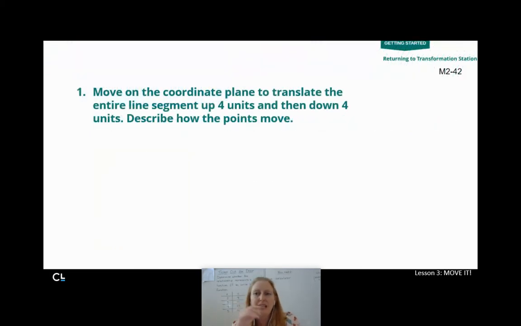And here's what I would like you to do with this lovely line segment. I would like you to take that line segment and move on the coordinate plane to translate the entire segment up 4 units. And then I want you to take that entire segment and translate it down 4 units. And I want you to describe to me how the points move. Go ahead and hit pause. Move your segment up 4, move your segment down 4. What happened? Work this out, put down your thoughts, hit play when you're ready to check your work.